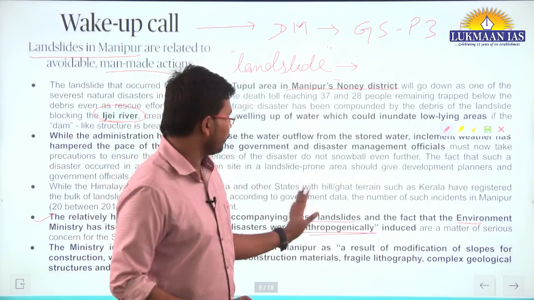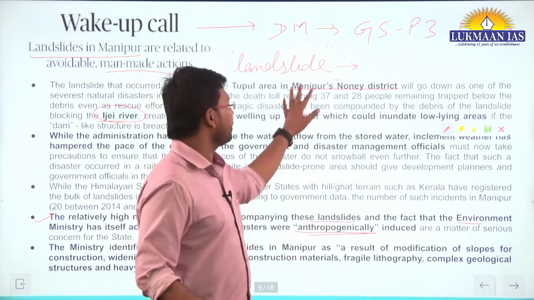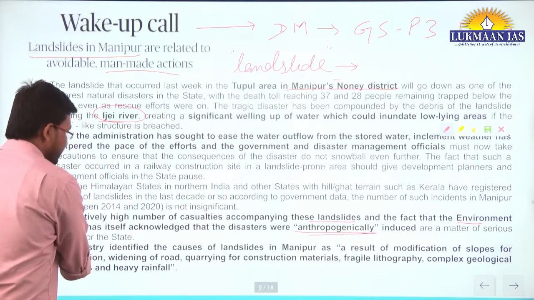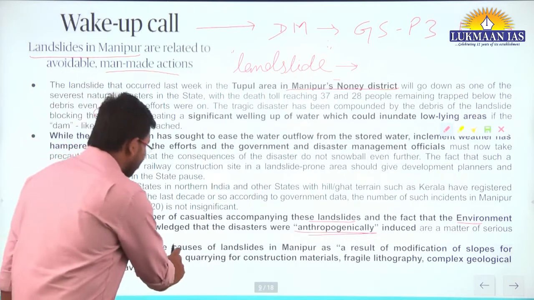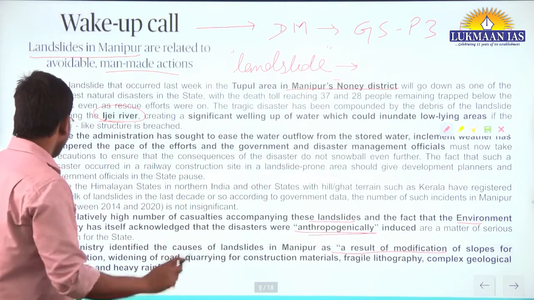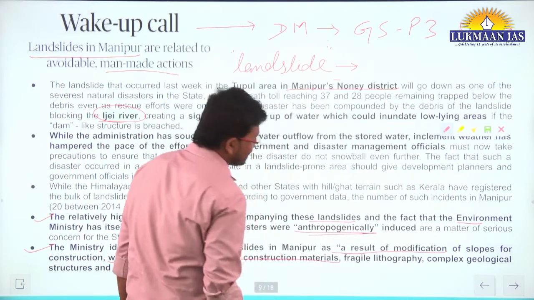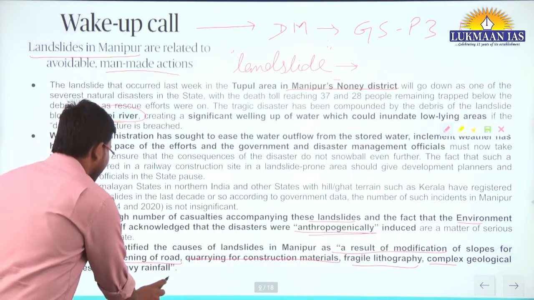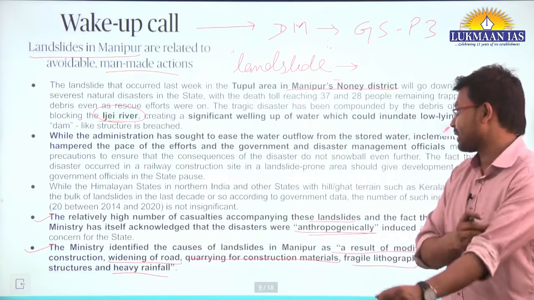If people would have avoided the developmental activity in that particular region, other people might not have died because of the landslide. The ministry means the Ministry of Environment, Forest and Climate Change. So the ministry identified the causes of landslide in Manipur as a result of modification of slope for construction, widening of road, quarrying of construction materials, fragile lithology, complex geological structure and heavy rainfall. So this is the reason that was given by the Ministry of Environment, Forest and Climate Change.